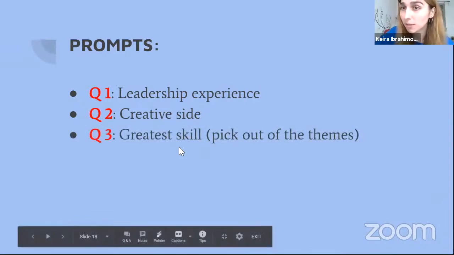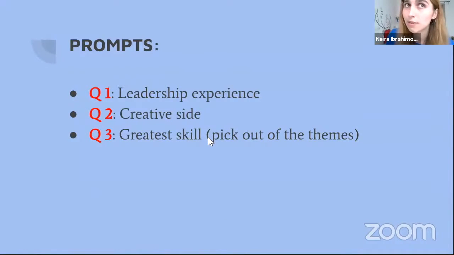You can answer the prompt about your greatest skill. There's a prompt that says, what is your greatest skill? Please show how you've demonstrated that over time. You can pick any of the themes and say, leadership is my greatest skill. You can say, teamwork is my greatest skill. You could say, taking initiative is my greatest skill. You could pick any of the themes and write about it as your greatest skill.